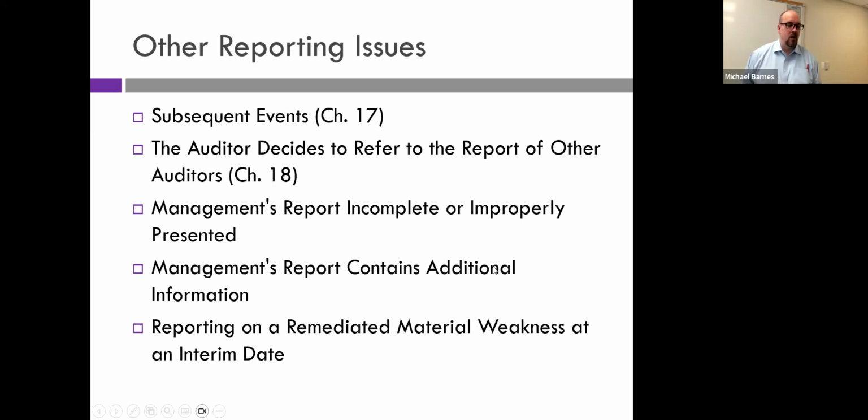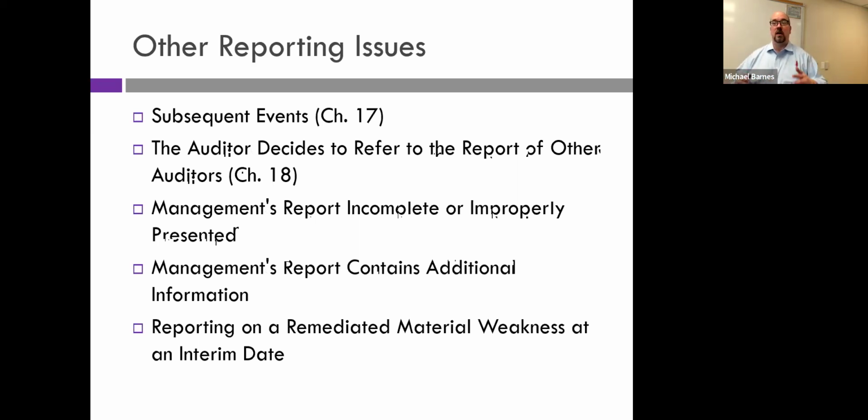What about reporting on a remediated material weakness at an interim date? Remember, we talked about the possibility that we identify a material weakness and we try to remediate it, but time just lapses. There's not enough time to test the control for both management and auditor. What if during the quarter after the issuance of the financial statements, management fixes the control and the auditor is able to test it and says, looks like the control has been fixed? Are they just going to be left with a material weakness for the rest of the year and then come back next year and say, okay, we'll test the control again now?